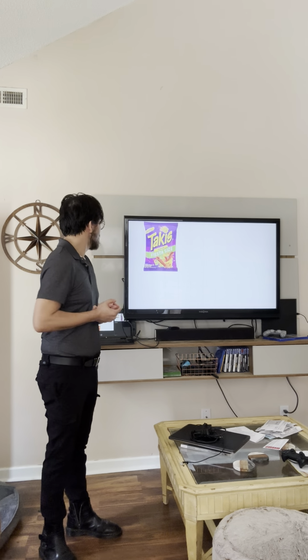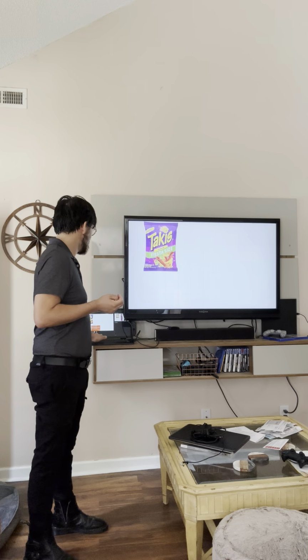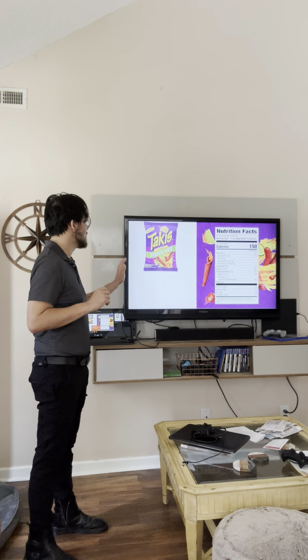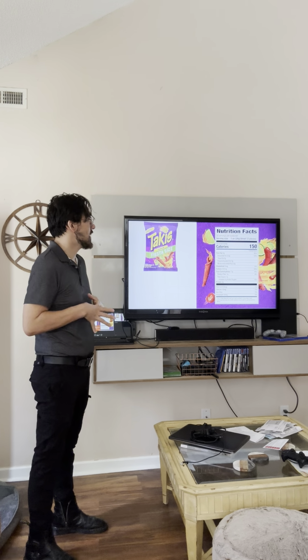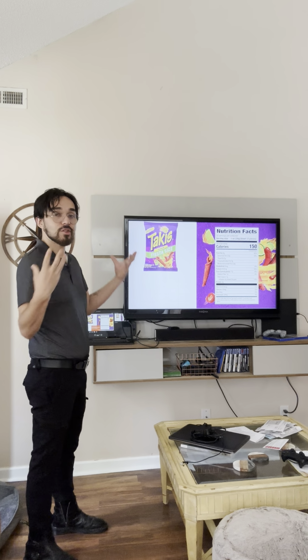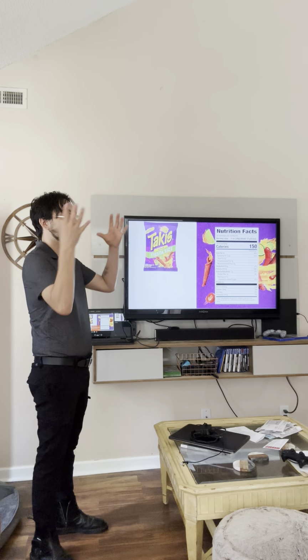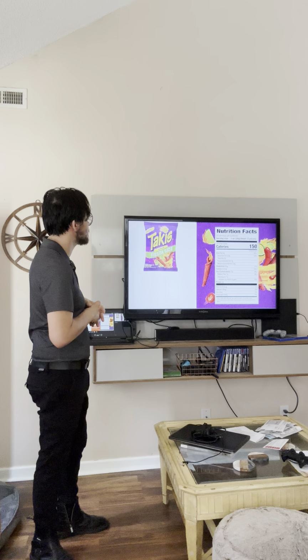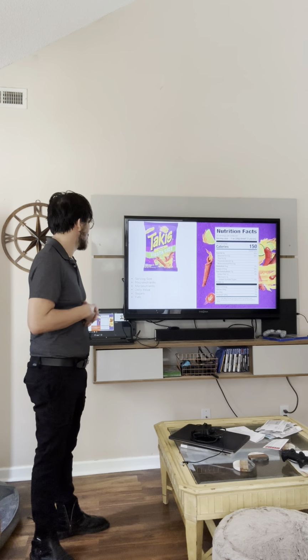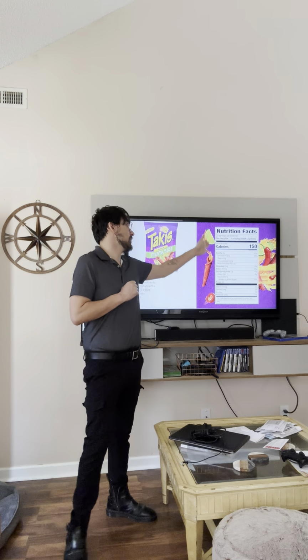Alright, so today we are going to look at the nutrition label of a Takis. This is a full-size Takis bag. This is a full serving. It's not a single size. It's a full, normal bag of chips. Right? So we're going to look at a couple things here. We're going to look at our nutrition label.